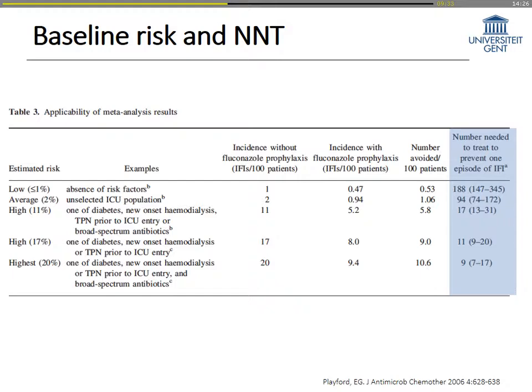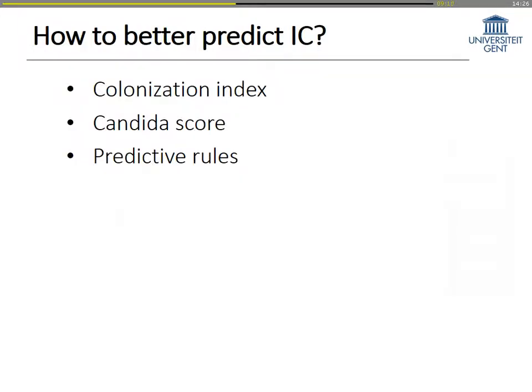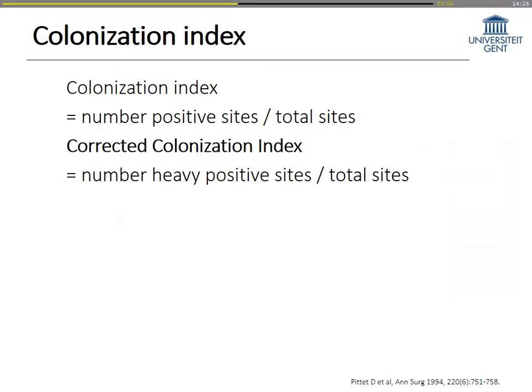And logically, the lowest number needed to treat was found in the highest risk category. So it's all about identifying the patient who is at the highest risk of developing an invasive fungal infection and target the intervention to these patients. So this is why there's been a lot of literature looking at ways to better predict invasive candidiasis. And I'll review some of them with you. The oldest one is probably the Colonization Index.